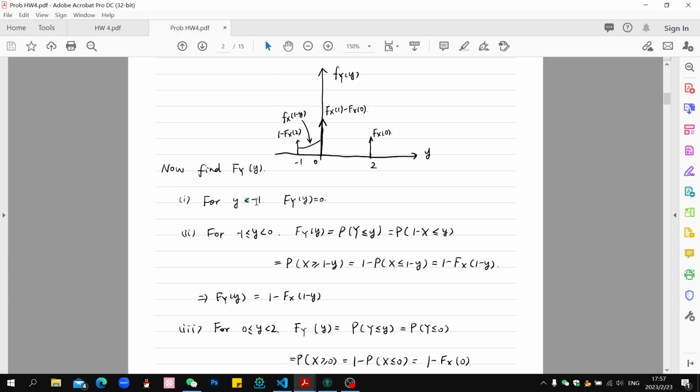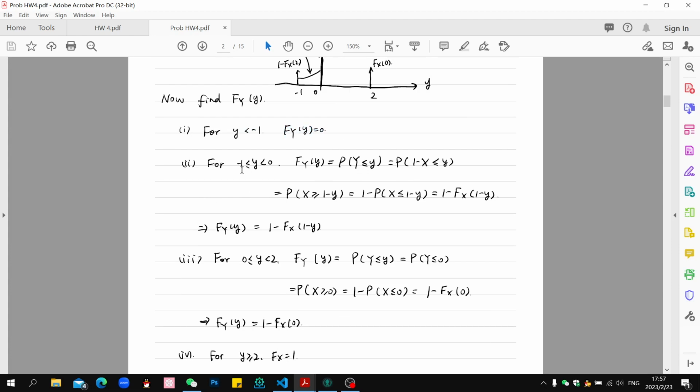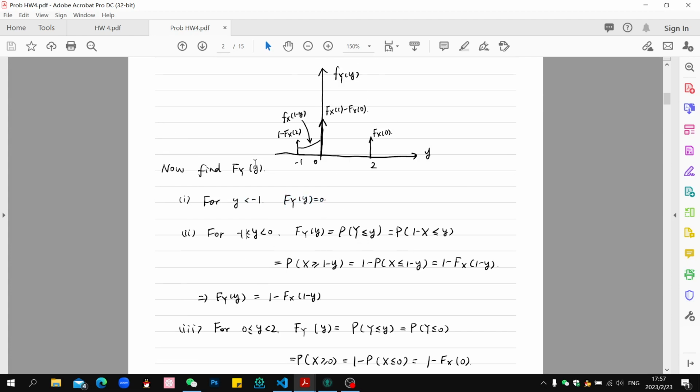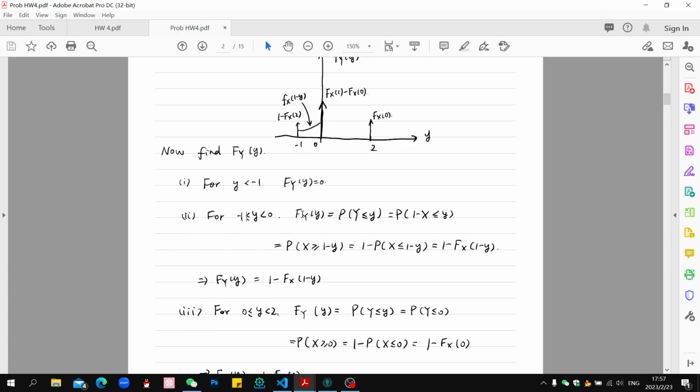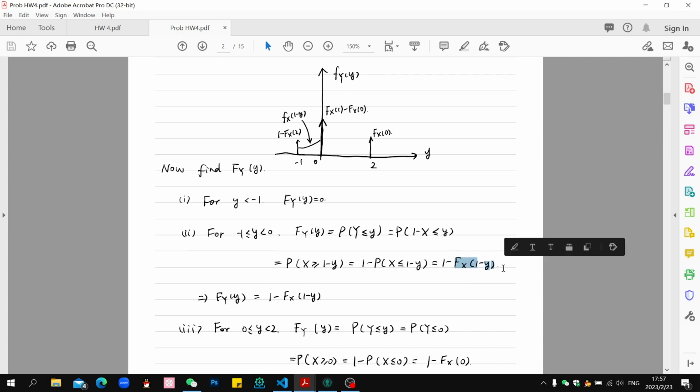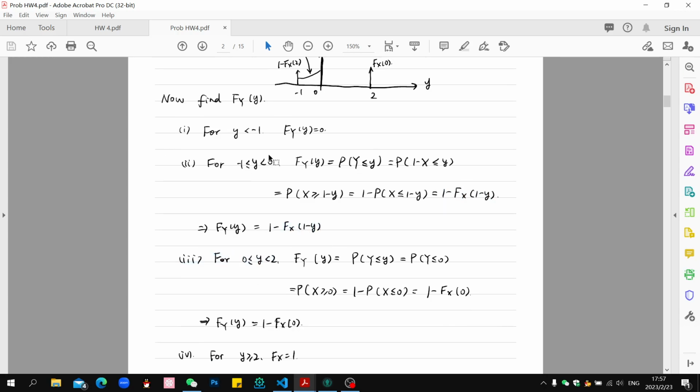For y smaller than minus 1, big Fy is obviously 0. For y between minus 1 and 0, Fy is the probability of big Y smaller than small y. And then we can find this step by step down to this value. So this value is in the form of big Fx. That is what we want in the zone for y between minus 1 and 0.